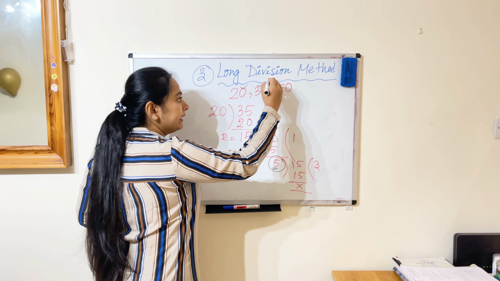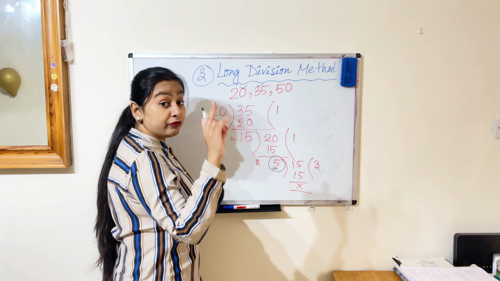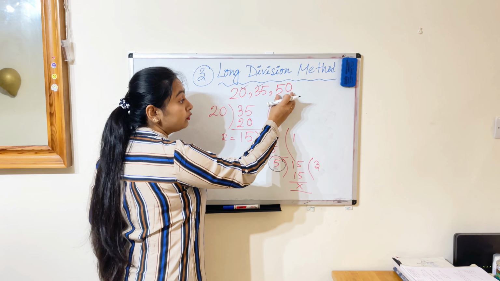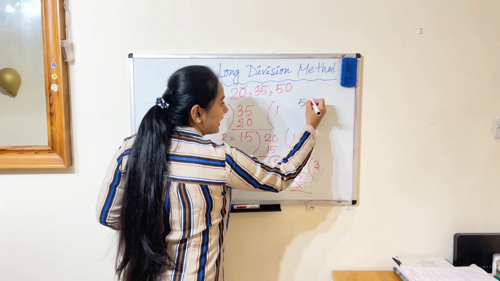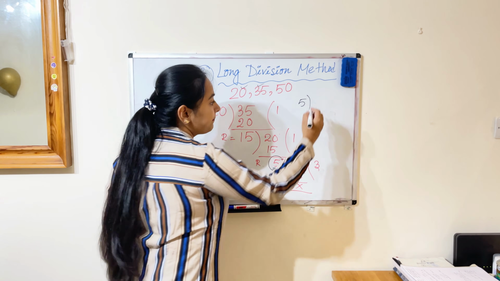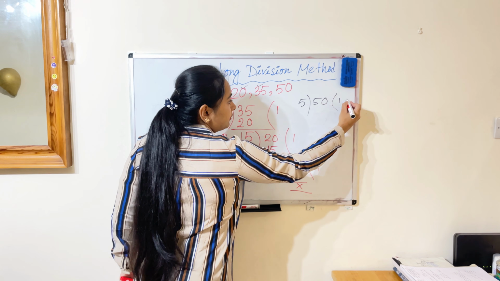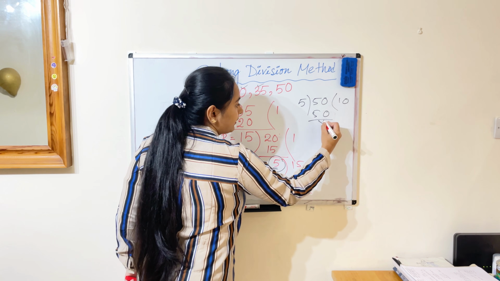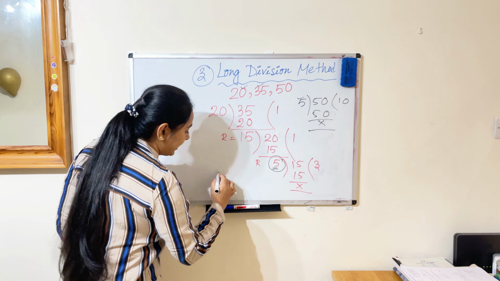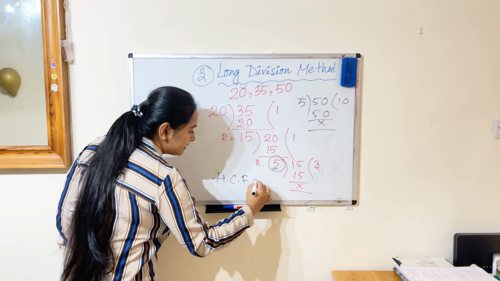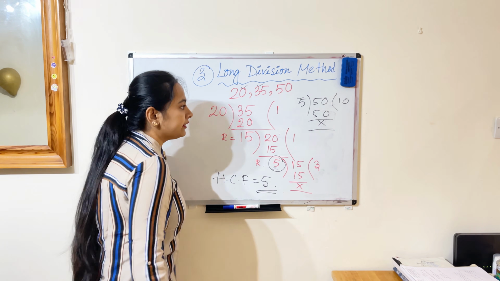We have already used these two numbers, 20 and 35, but till now we haven't used this one, 50. So now 5, that is the HCF or the last divisor. Now we have to divide this. 5 tens are 50, right? So this one will be our answer. So the HCF of these 3 numbers is 5. 5 will be your answer.